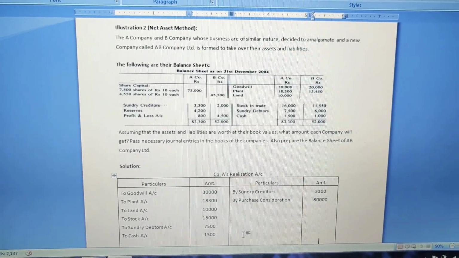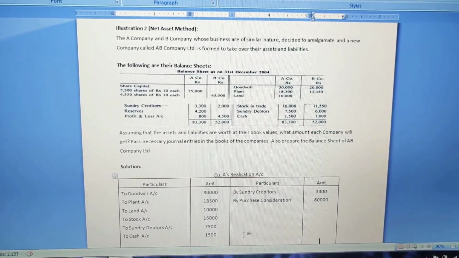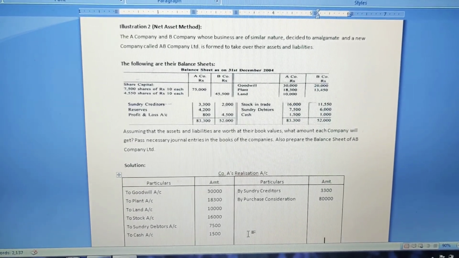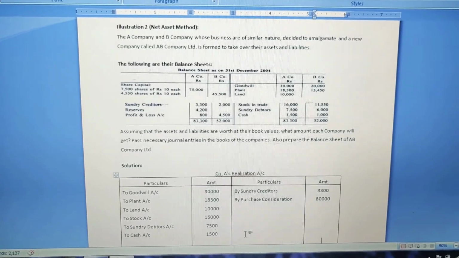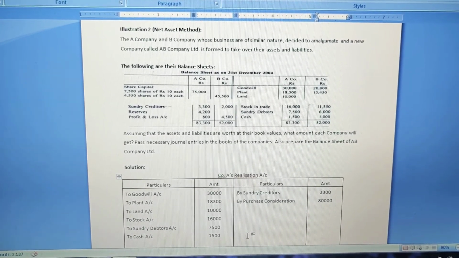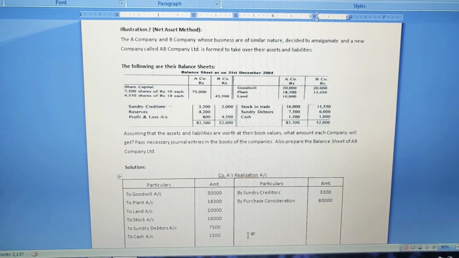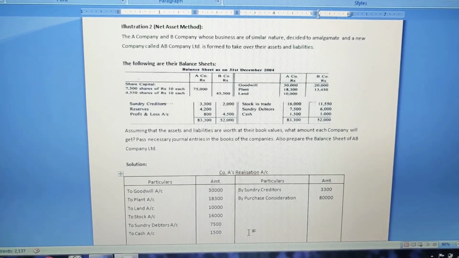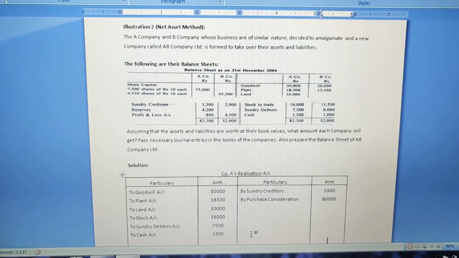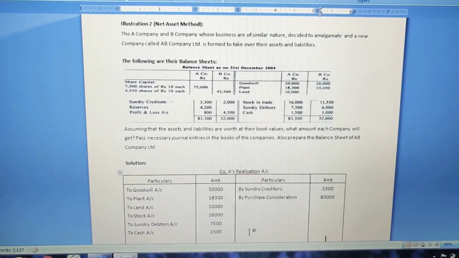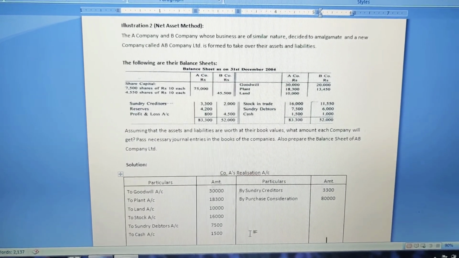What does it mean? It means that AB Company, the new forming company, is taking over A Company's and B Company's assets and liabilities at their book values and nothing at agreed value. So while calculating your purchase consideration, you have to take the assets and liabilities at their book values and not at the agreed values. Clear? What amount will each company get?